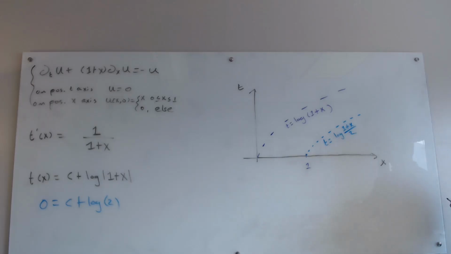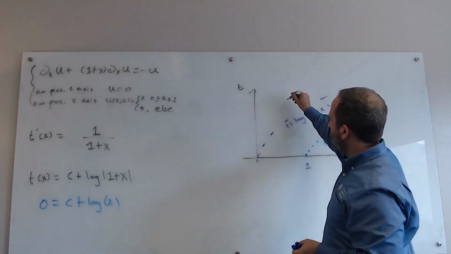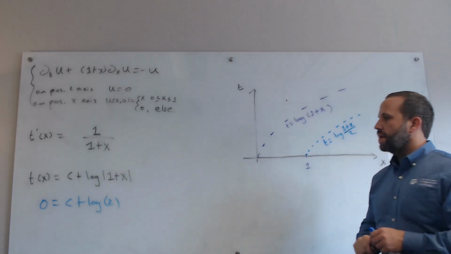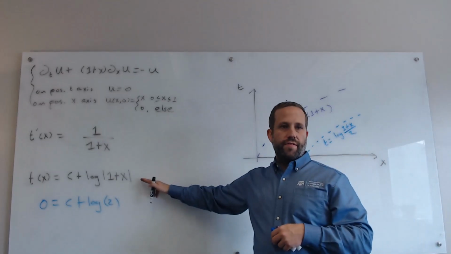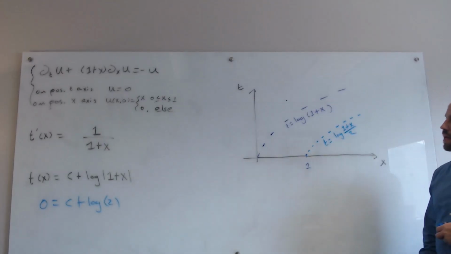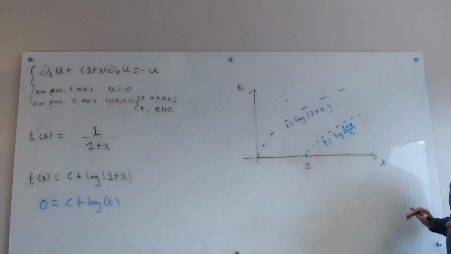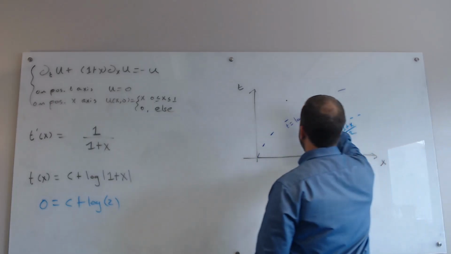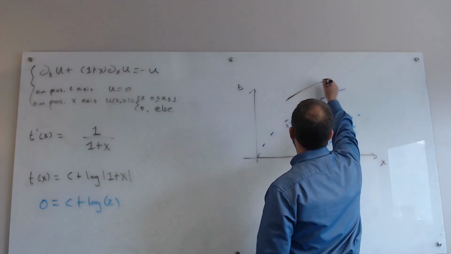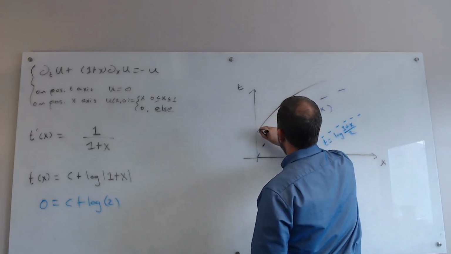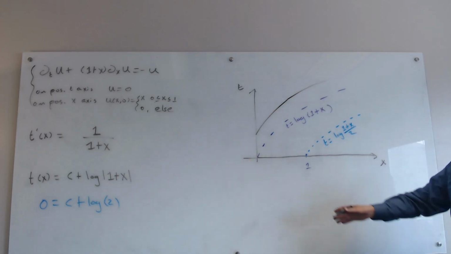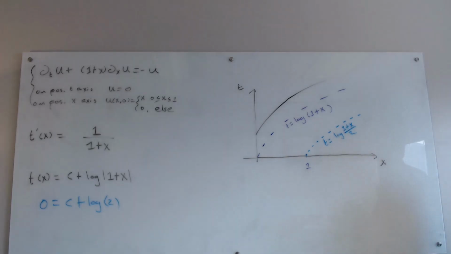Okay, now let's see what happens if I start in a zone up here. If I start in this area right here, the characteristics are always going to be of this form. If t is bigger than log of 1 plus x, so I'm in this region here, it's going to be this logarithmic curve, but we see it's going to cross gamma on the positive t-axis.